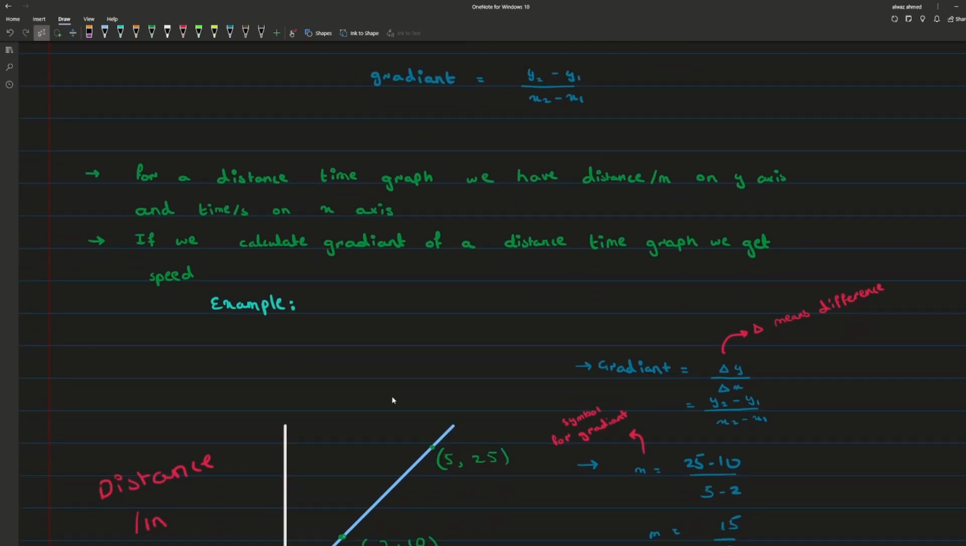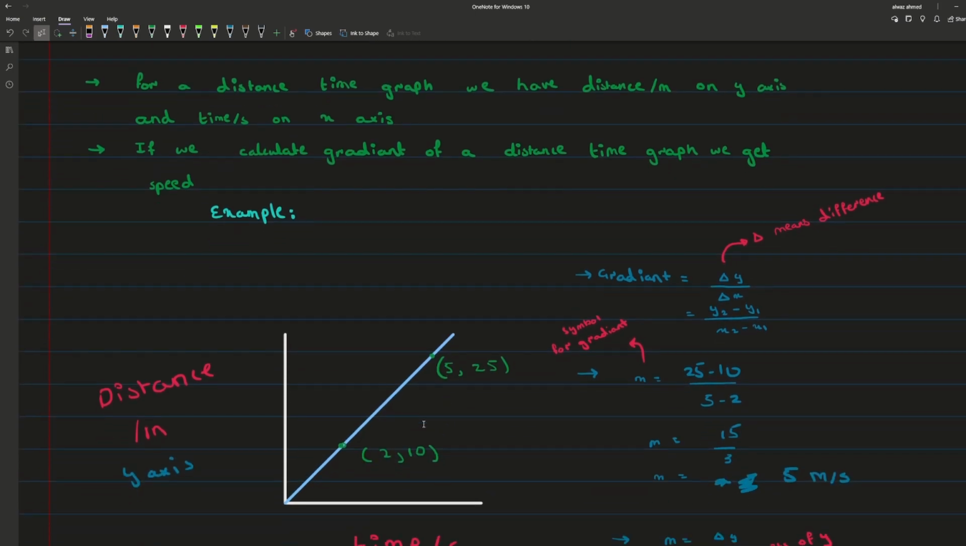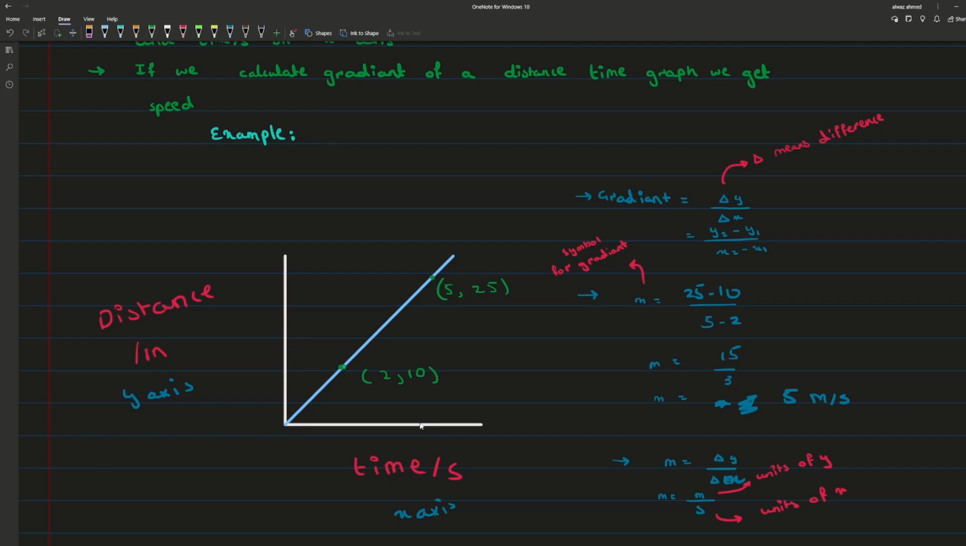So for a distance time graph, we have to know that the gradient of the distance time graph is actually the speed. Okay, so I've got an example here that can help us understand. We've got this distance time graph, with distance on the y-axis and time on the x-axis, and now we have to calculate the gradient. We know that gradient is y2 minus y1 over x2 minus x1, so I just plug in the values. I've plugged in 25 here, 10 here, 5 here and 2 here, and my gradient comes out to be 5. Okay, let's not look at the units yet. I'm going to prove how meters per second comes here, but our gradient is 5.